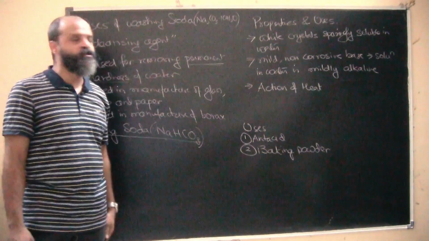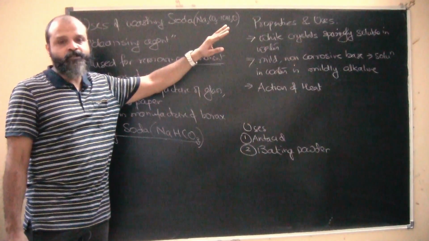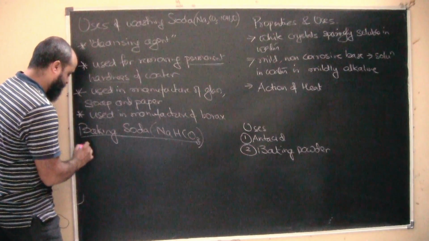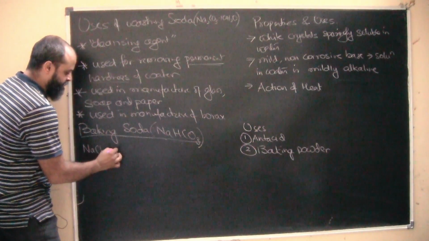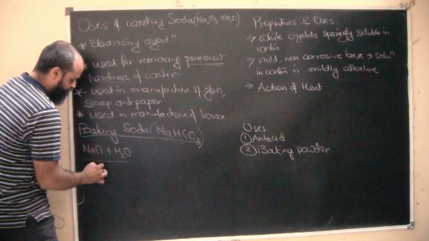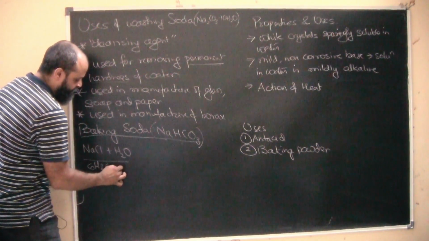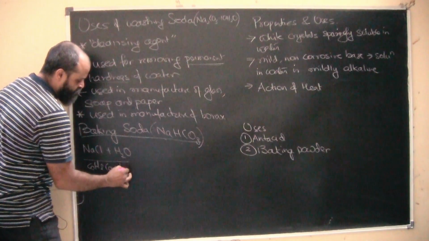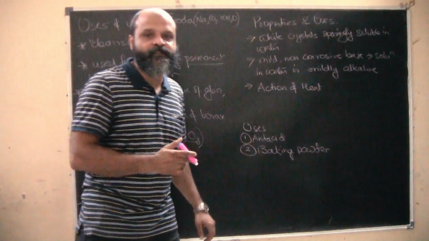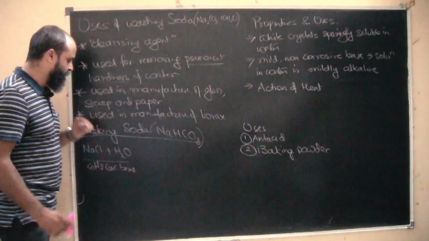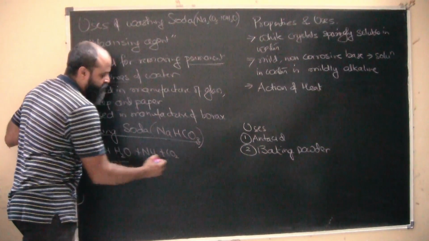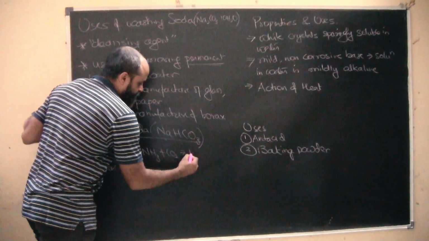As we understood how we prepare sodium carbonate or washing soda, it's the same process. We take a cold and concentrated solution of brine. A concentrated solution of sodium chloride in water is known as brine. We treat it with ammonia and carbon dioxide. So what do we get here?